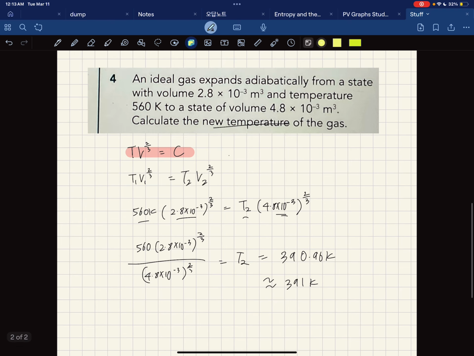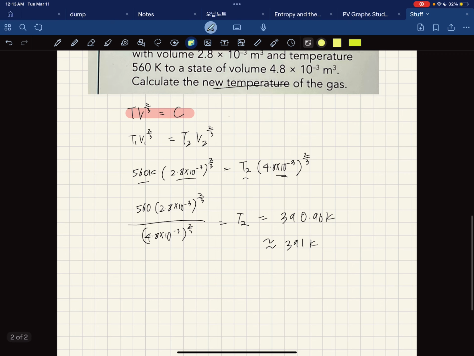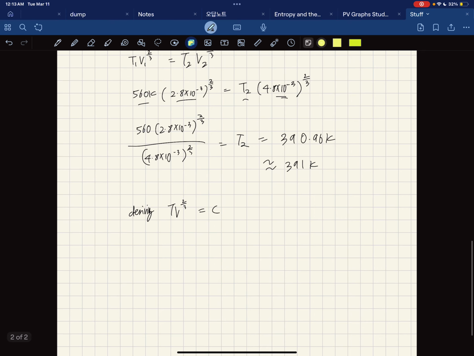Alright, now that we've got the answer, we're going to derive this formula. From the formula booklet, we can see that PV to the power of 5/3 is a constant, and we want to derive that TV to the power of 2/3 is a constant.